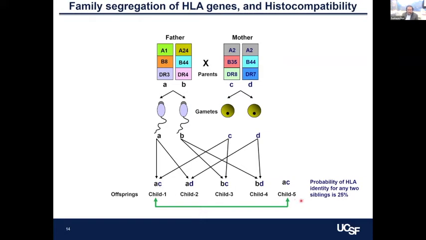That means when finding an HLA compatible donor within the family, there's a 25% chance. Child four is completely HLA mismatched because they segregate haplotypes from father and mother very different from what child A receives. These two children, child two and child three, are haplomatched, having one chromosome match with child A.